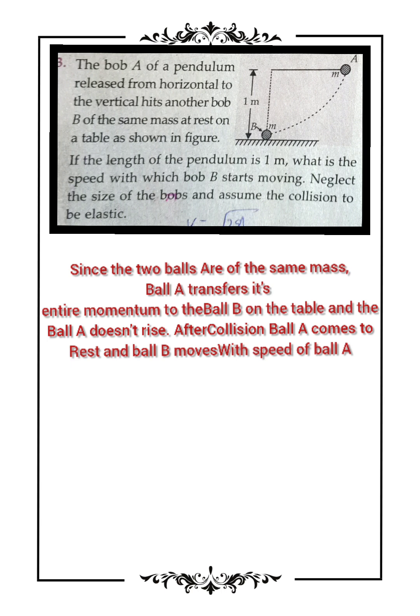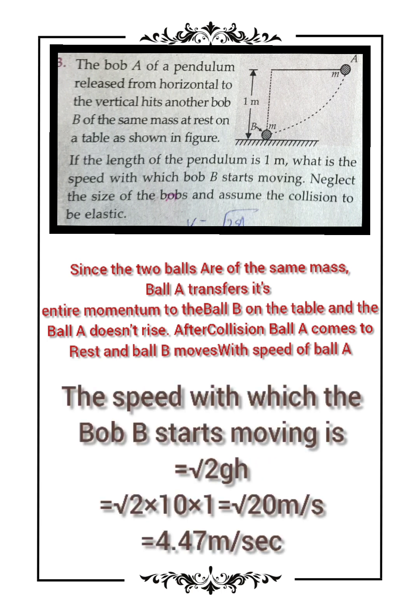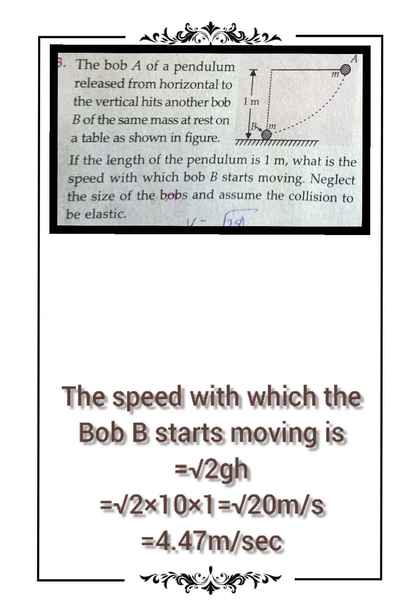According to the problem, since the two balls are of the same mass, ball A transfers its entire momentum to ball B on the table and ball A does not rise. Therefore, the speeds are exchanged. A comes to rest and the bob B moves with the speed of A.